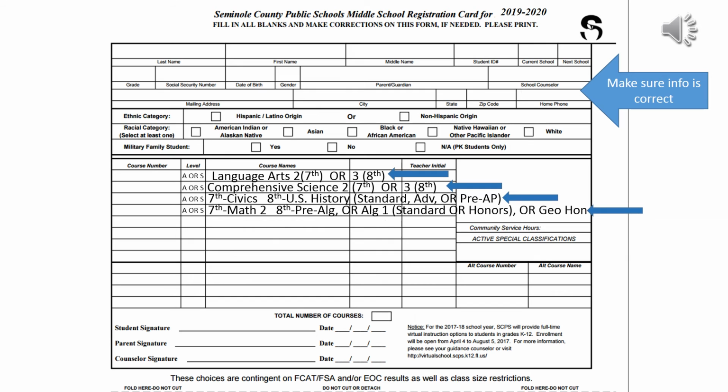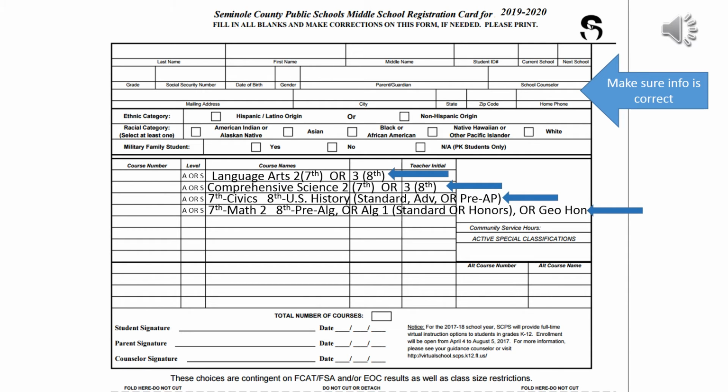Math can be a little tricky, so let's take it step by step. 6th graders, if you are in Standard Math 1, next year you will take Standard Math 2. If you are currently in Advanced Math 1, next year you will select Advanced Math 2. If you are currently a GEMS student, you will sign up for Algebra 1 Honors next year.